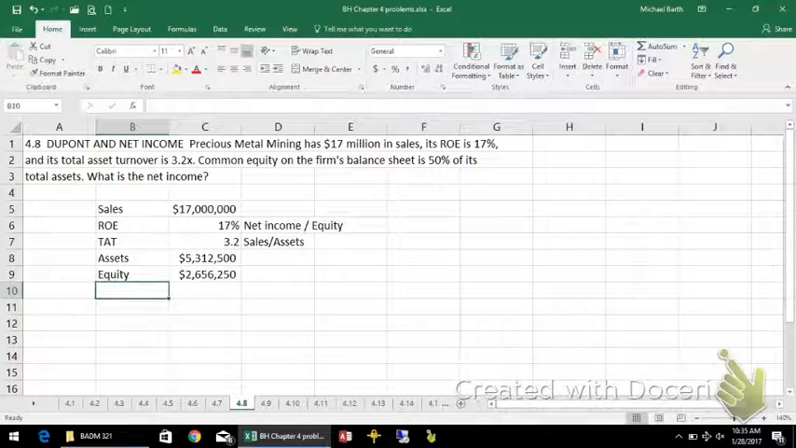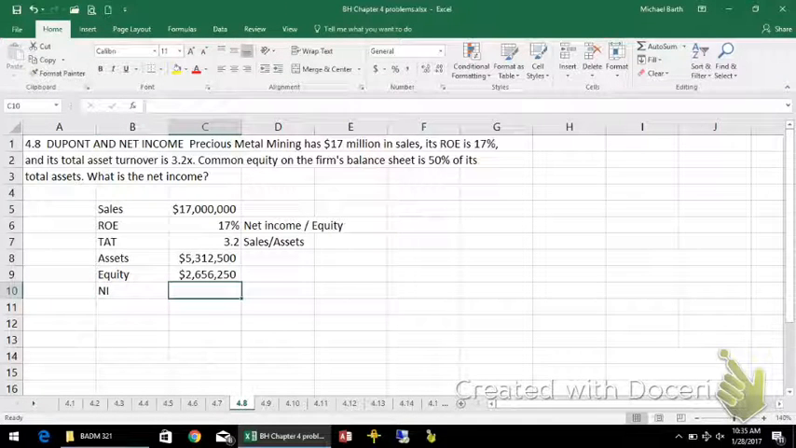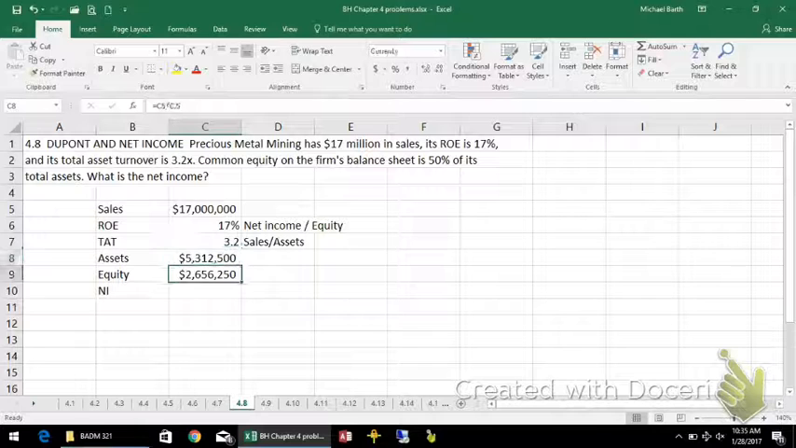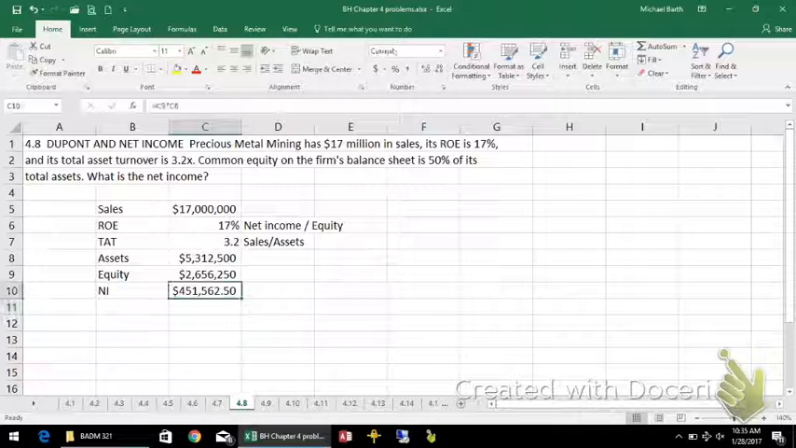$2,656,250. So if I want the net income, I know from the return on equity ratio that net income is 17% of the equity. So this times this gives me a grand total of $451,563. And that's your answer.